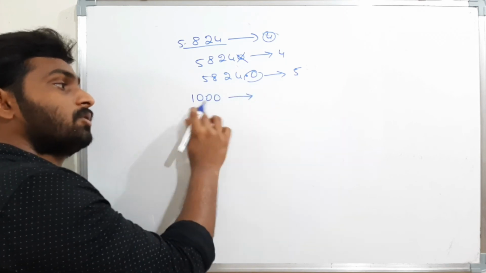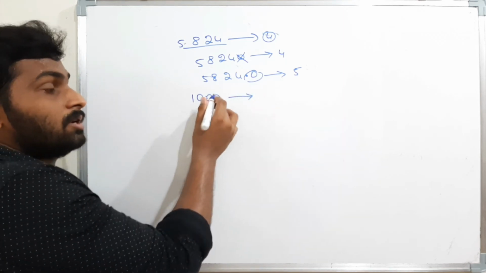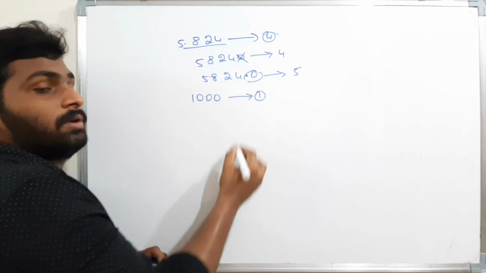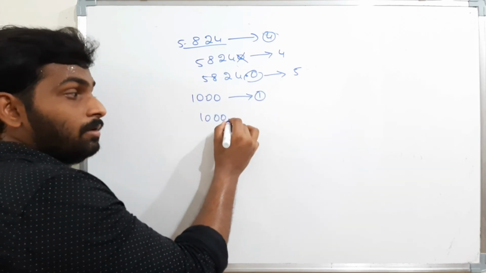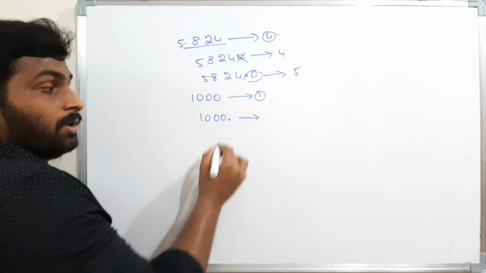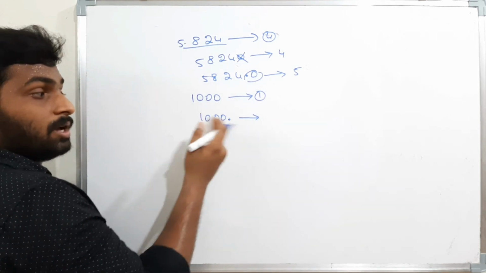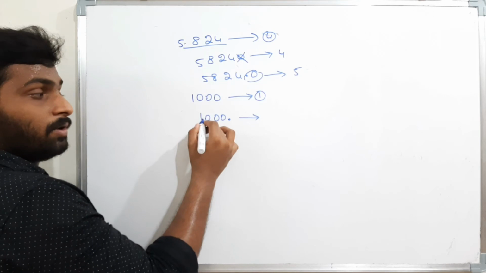Now 1, 0, 0, 0. How many significant figures? These 3 zeros are not counted. Therefore, 1 significant figure. Now say 1000 with a decimal point. How many significant figures are there? If there is a point, right side zeros are counted. Therefore, how many significant figures? 1, 2, 3, 4.